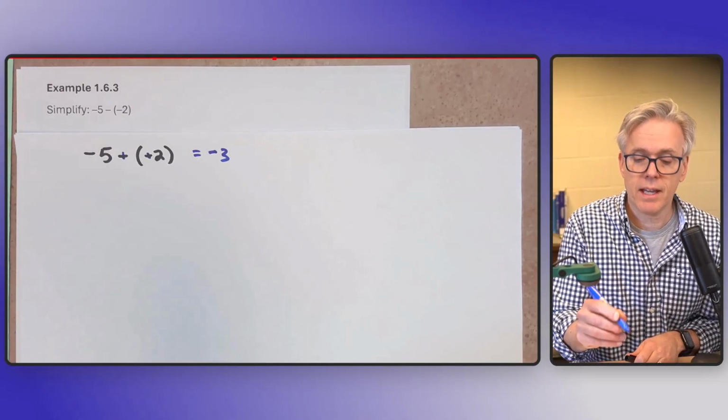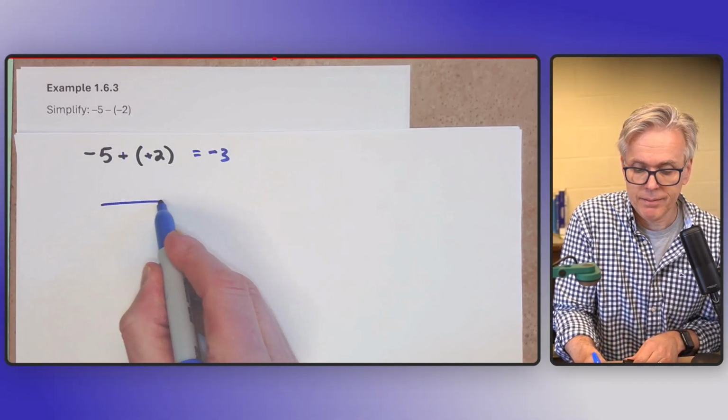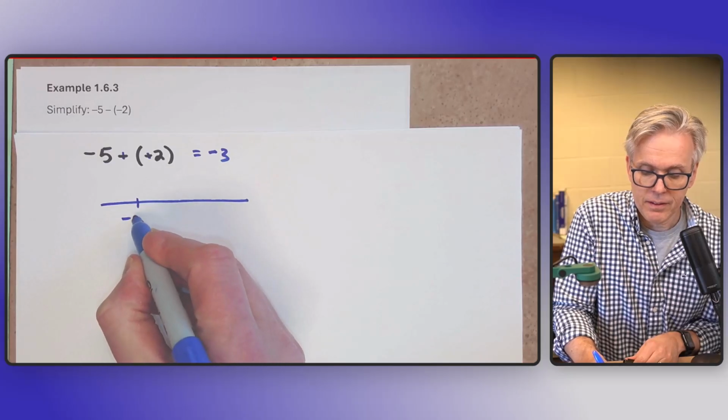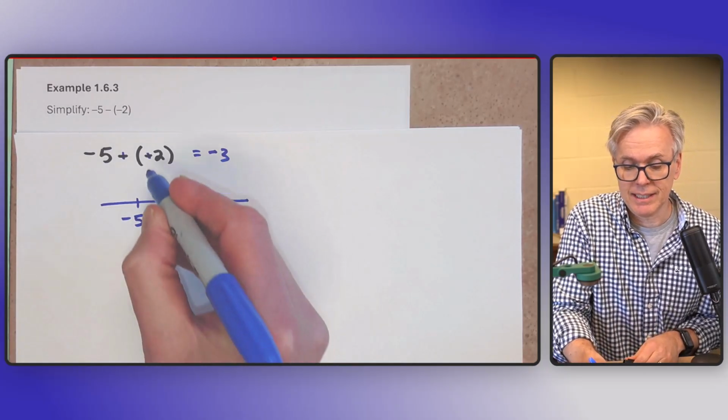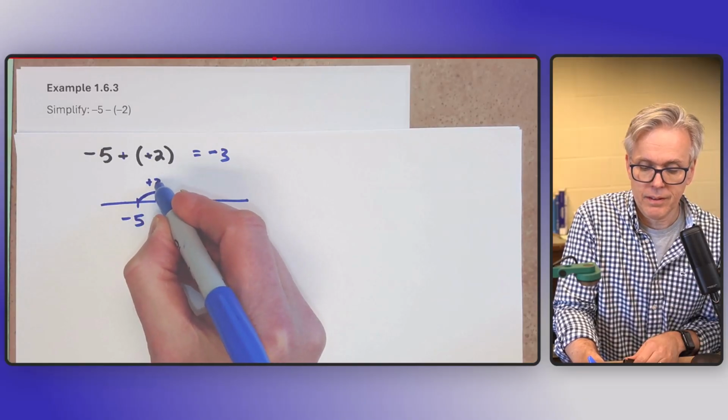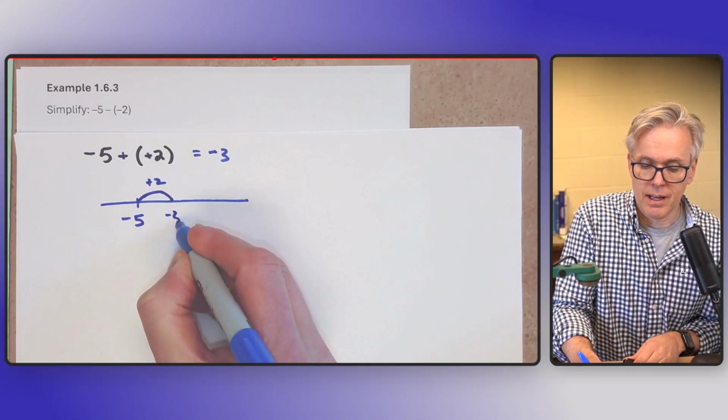So another way to think about this, again, is on the number line. We're starting here at -5. If I'm subtracting a -2, it's the same thing as adding 2, and so I'm just going to go over 2 units, and that gets me to -3.